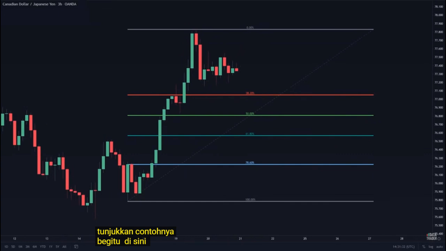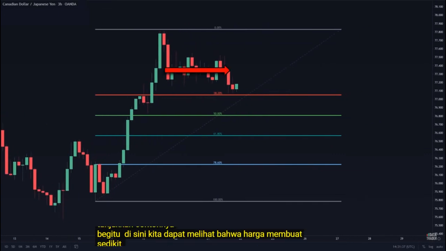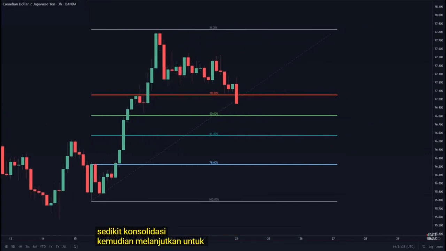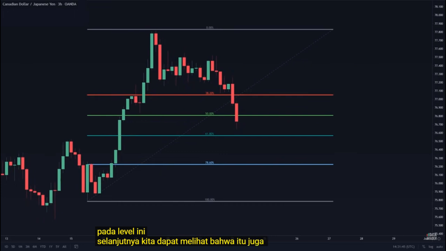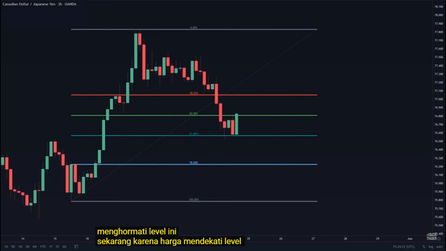So here, we can see that the price made a slight consolidation, then proceeds to break below the 38.2% level. Now, what this shows us is that price is clearly not respecting this level because it showed no reaction at all, meaning the price will not likely bounce at this level. Next, we can see that it also broke the 50% level without any reaction, again indicating that the price doesn't respect this level.